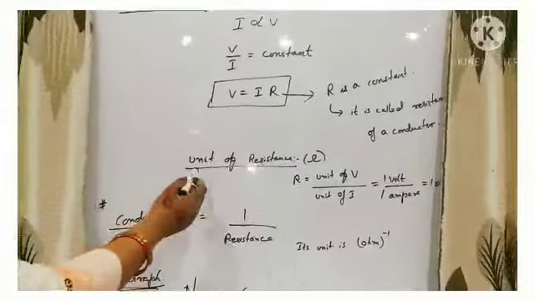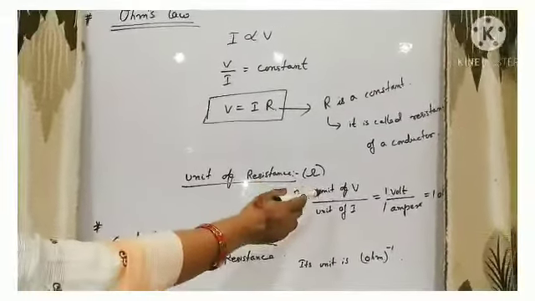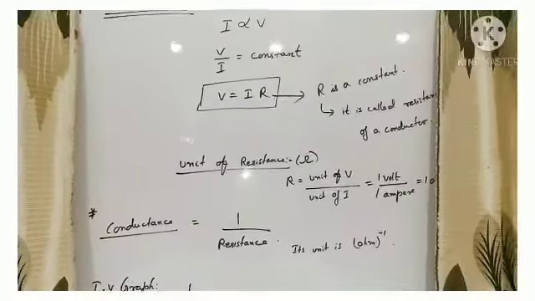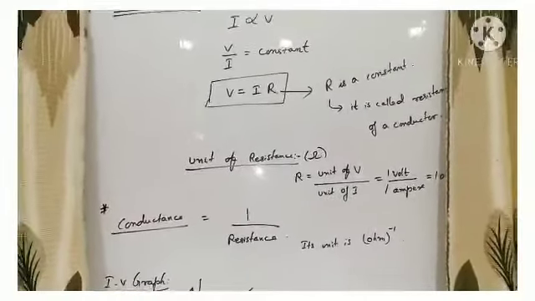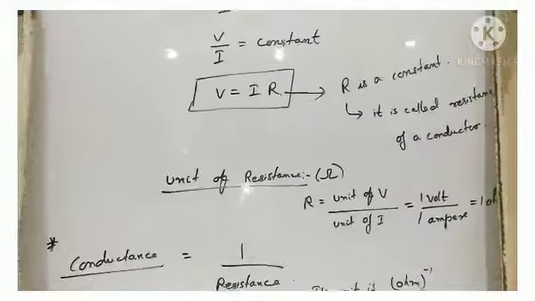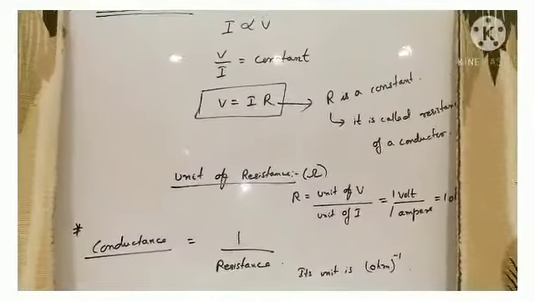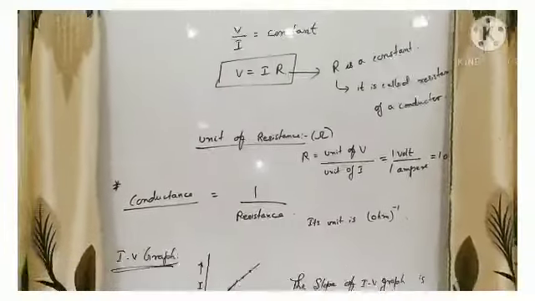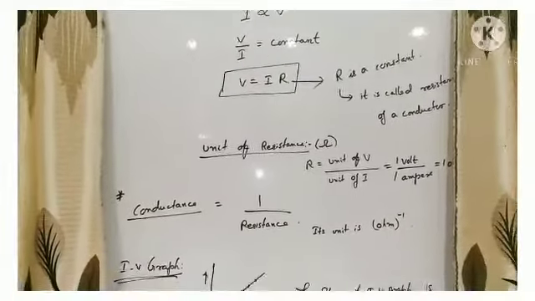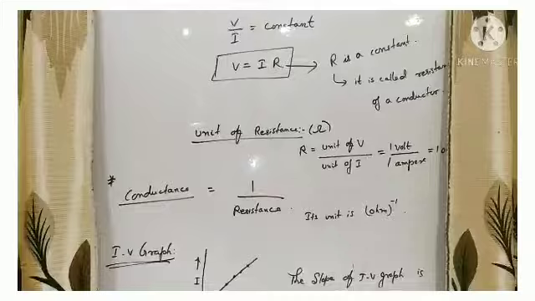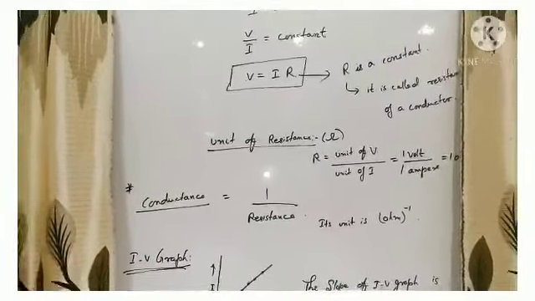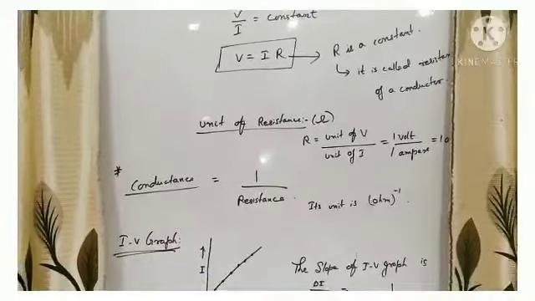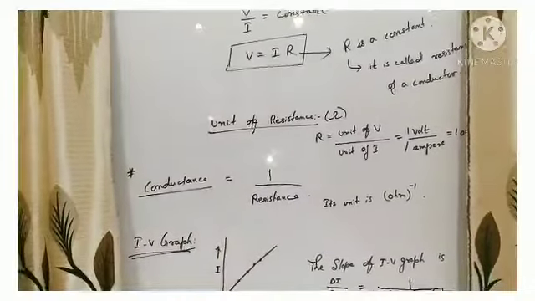So we will find the unit of resistance, that is, unit of V by unit of I. Unit of V is 1 volt and unit of I is 1 ampere. So from here we can define 1 ohm. The resistance of a conductor is said to be 1 ohm if 1 ampere current flows through it when a potential difference of 1 volt is applied across the ends of the conductor. Now conductance: the reciprocal of resistance is conductance. It is denoted by the letter G and its unit is ohm inverse.